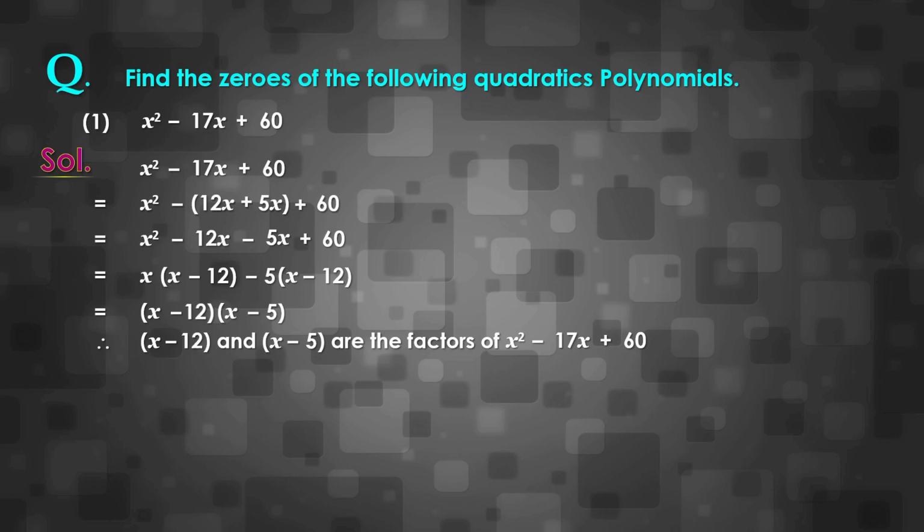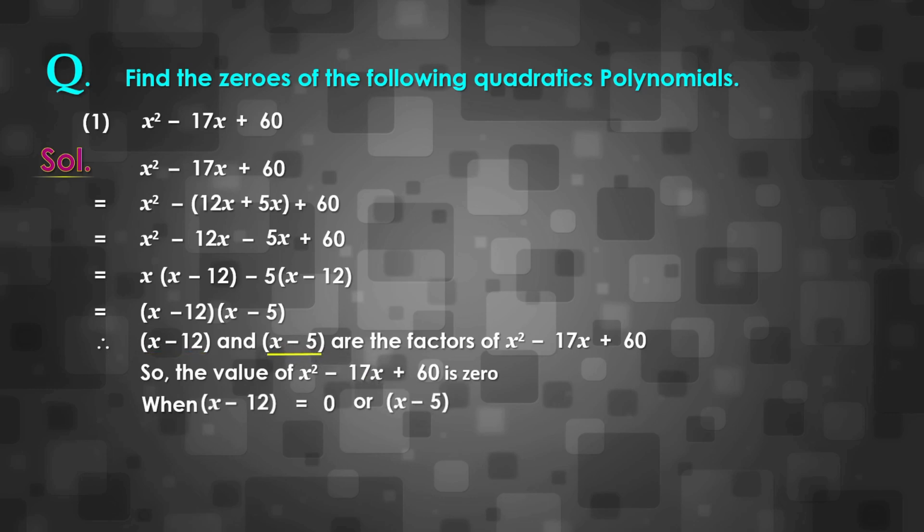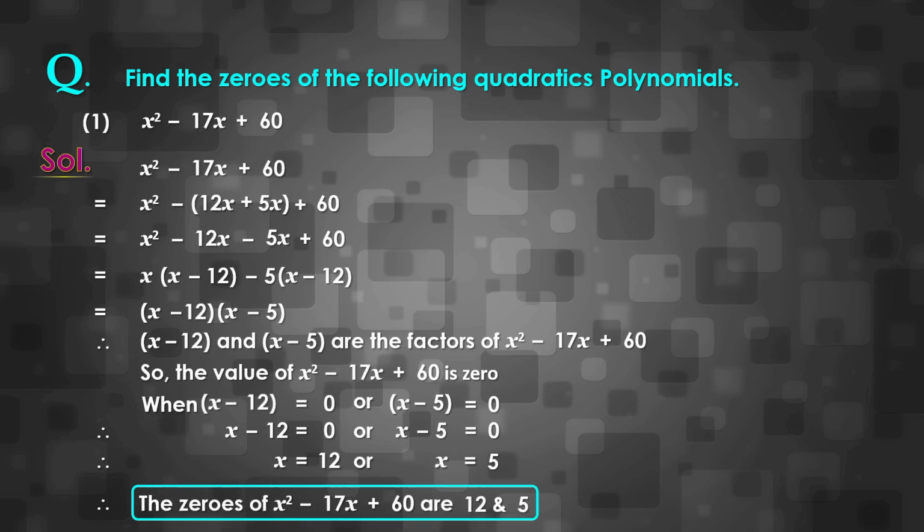Now, to find the zeros, we equate each factor to 0. First, x minus 12 equals 0. This gives x equals 12. Second, x minus 5 equals 0. This gives x equals 5. Therefore, the zeros of the quadratic polynomial x squared minus 17x plus 60 are 12 and 5.